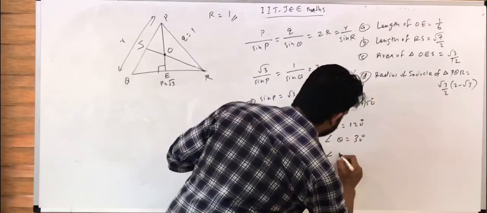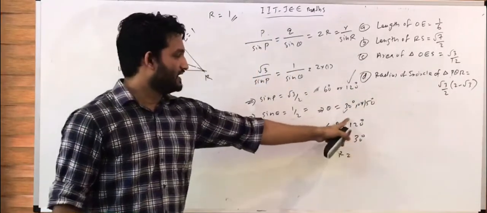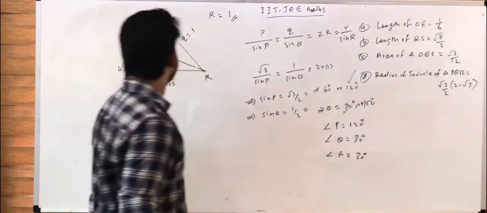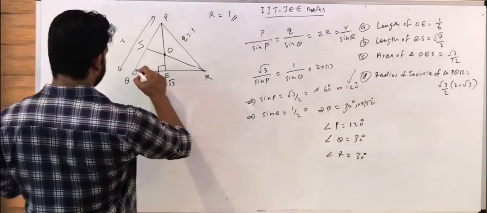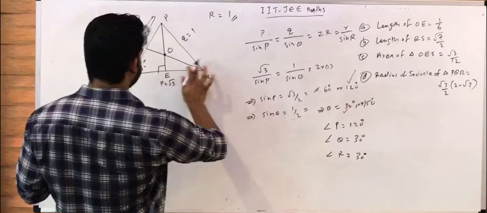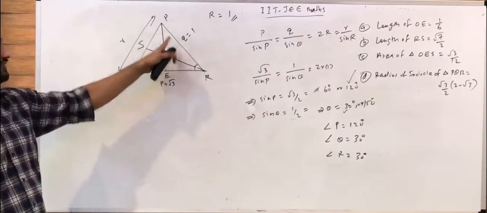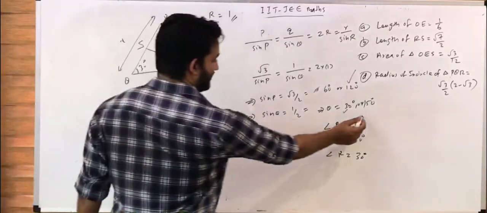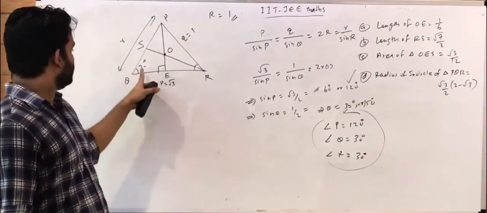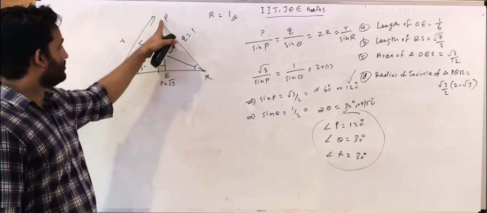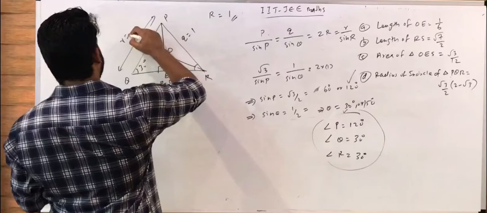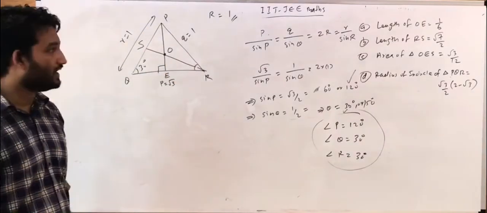So what is angle R? It is 180 minus the sum of P and Q, that is 30. So we can mark this angle: Q is equal to 30, R is also equal to 30 and this is 120. Now this triangle is an isosceles triangle, so these two angles are equal and the corresponding sides are also equal. So when this is 1, this will also be 1.